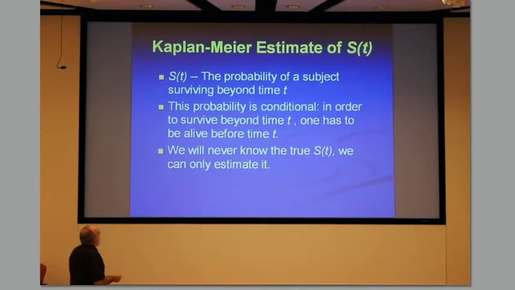And then one more aspect that we like to emphasize in statistics is that we don't know the true survival function. We have a set of data, and we're trying to estimate the truth from that data set. So all we have is an estimate of the truth, not the truth itself.